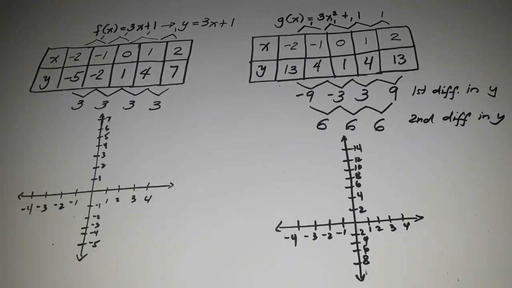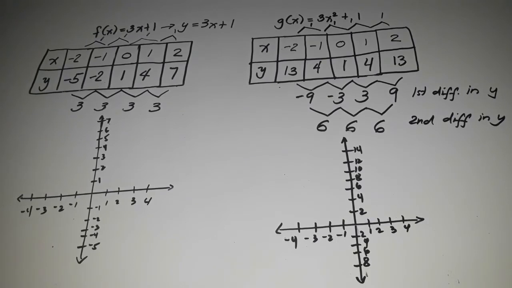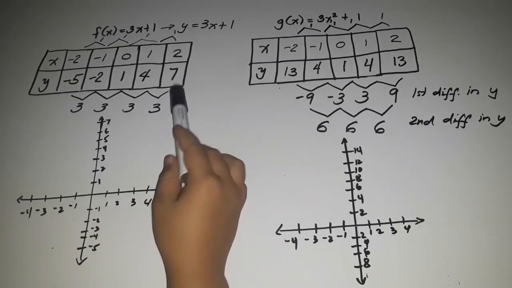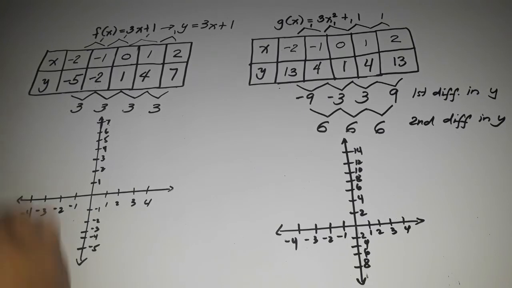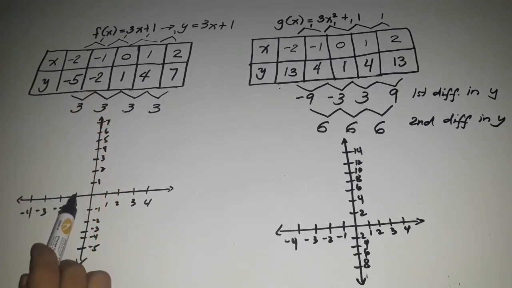Okay, ang next natin na gagawin, using the table of values, igagraph natin ang dalawang functions. And then, compare the results. Okay, for the first function, we have negative 2, negative 5. So, we have negative 2 and then negative 5. Next, we have negative 1, negative 2.